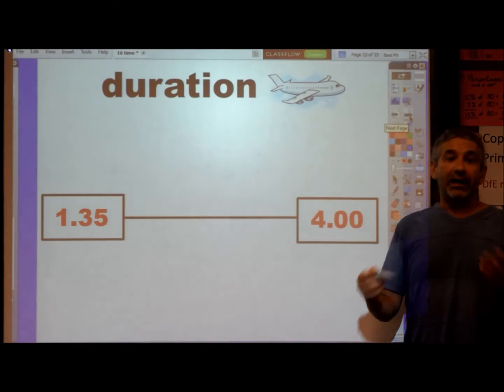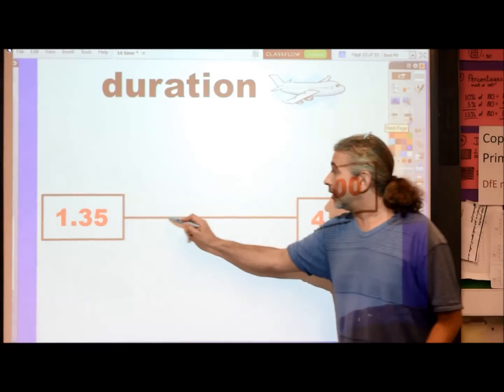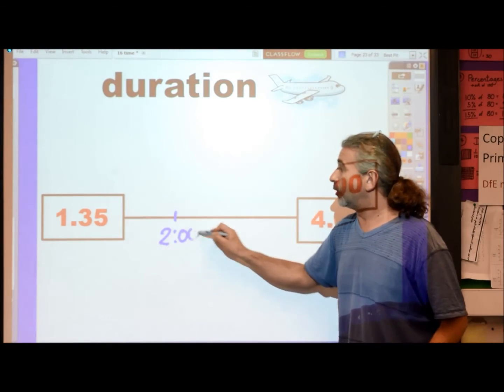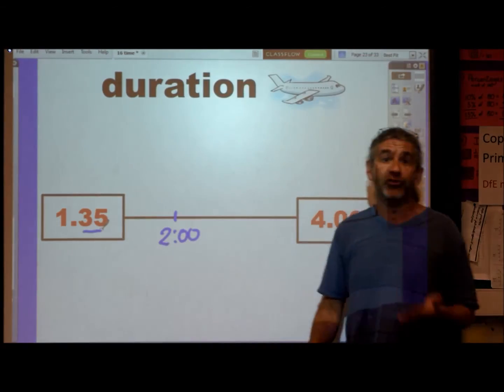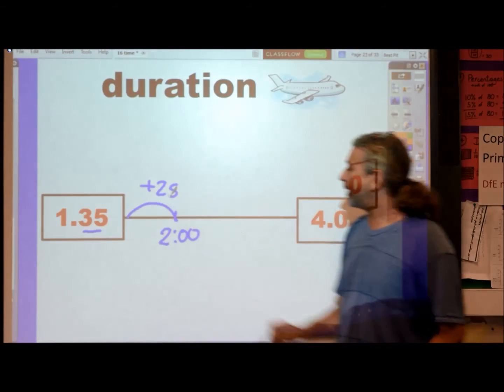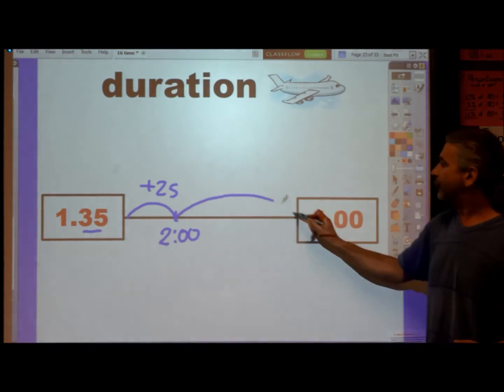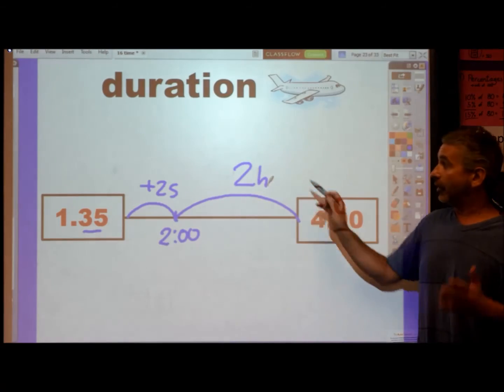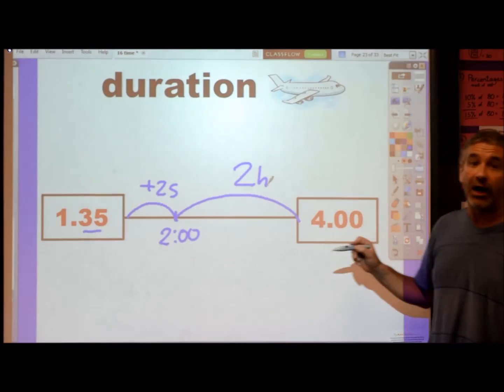Now, a little bit more complicated still. The next whole hour after 1:35 is 2. So the pair that goes with 35 to make 60 is 25. So that's 25 minutes. But now, from 2 to 4 isn't just a single hour, it's 2 hours. 2 hours and 25 minutes.